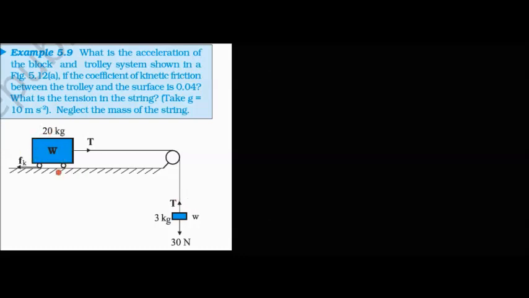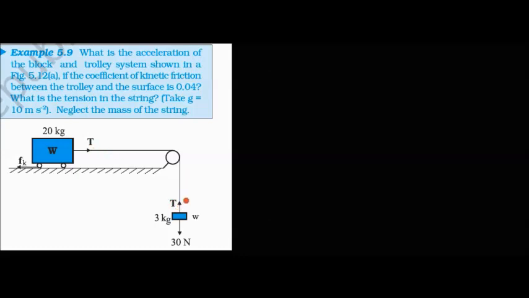Here you can see two objects, one is a trolley with 20 kilogram mass and the other is a block with mass 3 kilogram. If the string is a massless string, the acceleration of this system will be the same. The acceleration of this block and the acceleration of this block will be the same. And also if we assume that the string is inextensible, the tension developed in the string throughout will be the same. Here it will be T and here it will be T, not T1 and T2.